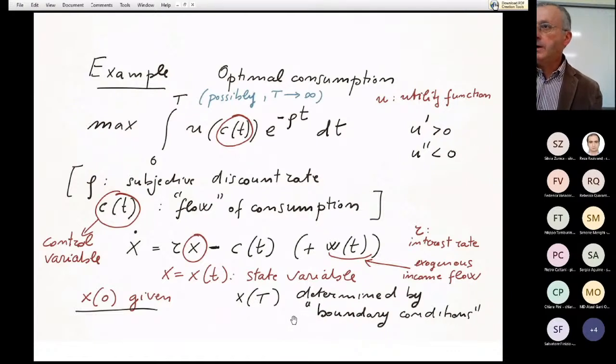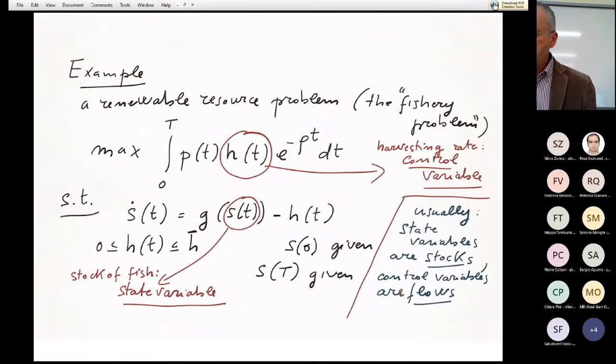And there are also problems in which we don't specify the boundary condition, which is not very realistic here. So it's called a free endpoint problem. Another problem of this type, you will see that the structure is the same, is a typical structure of a problem of a renewable resource, which is called the Fisher problem.